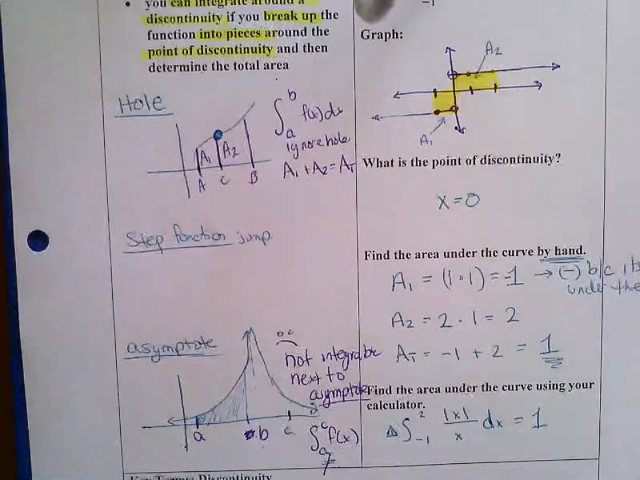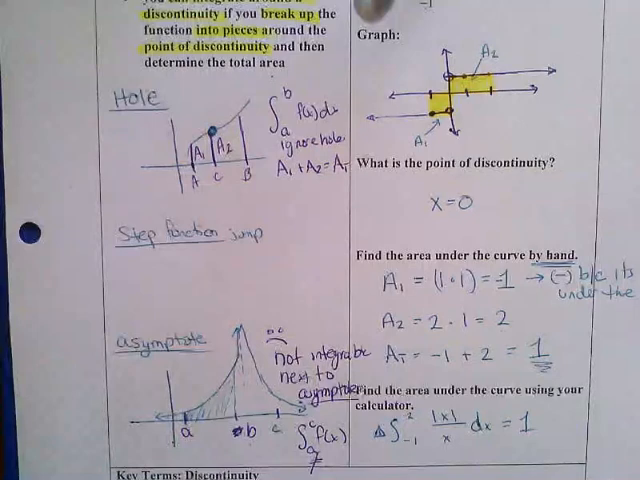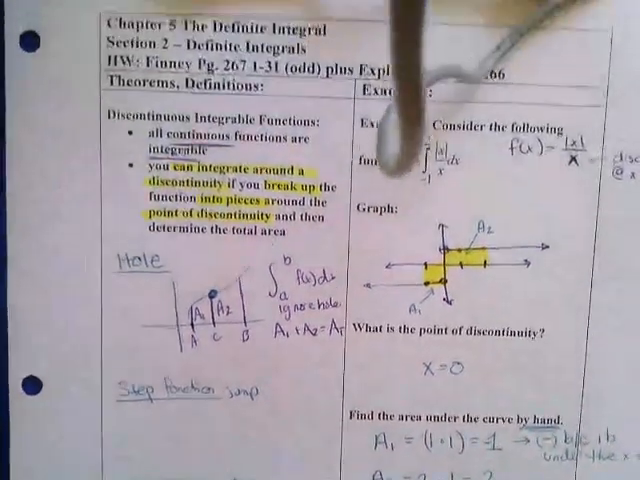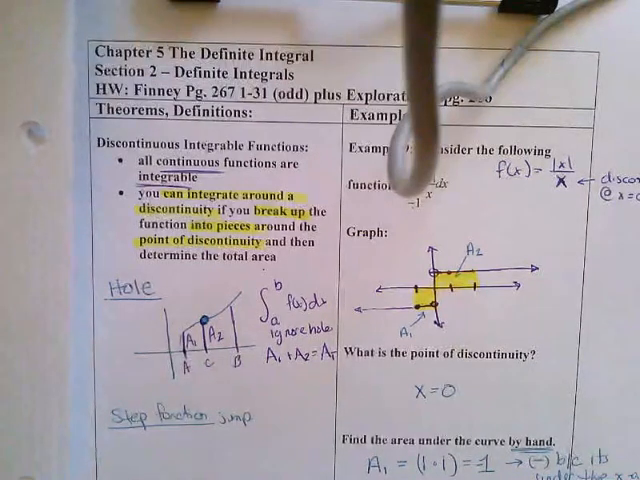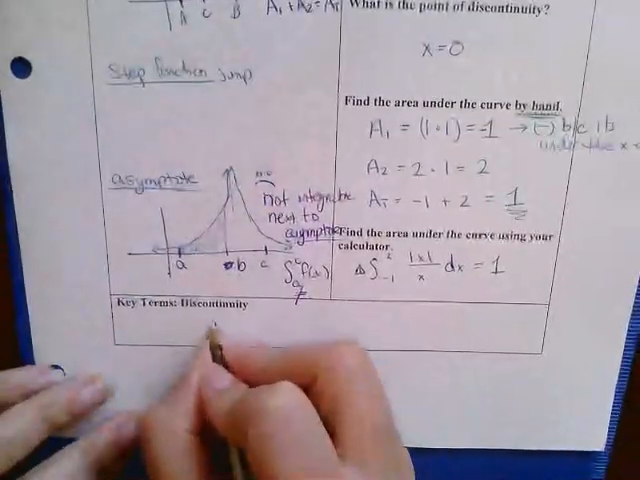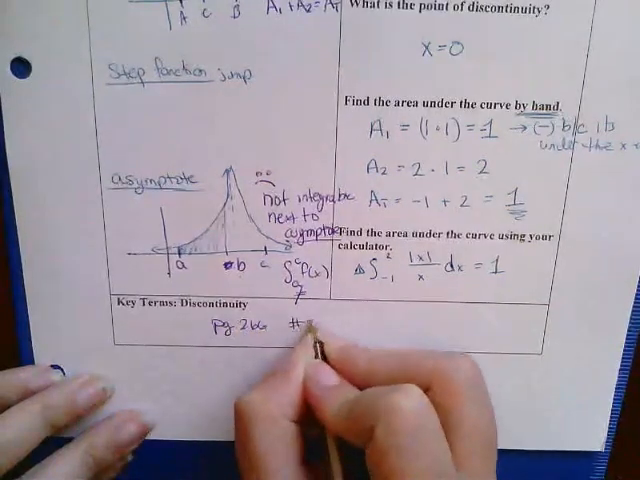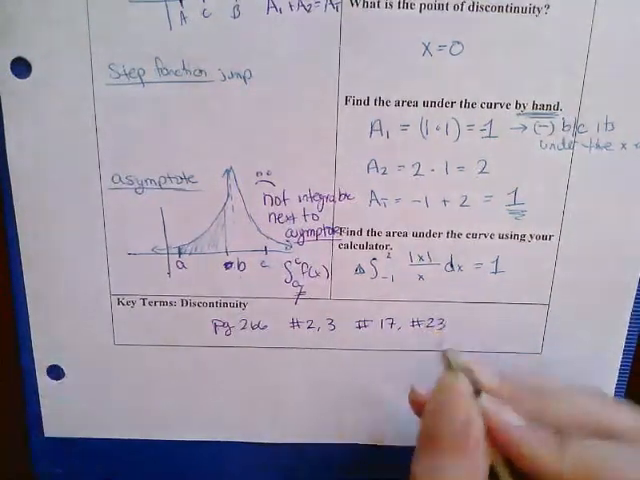All right, that basically takes care of the rest of section 2. We'll talk more about the section 2 homework, but if you guys did want to do some extra practice, I do recommend that you do, on page 266, number 2 and 3, and number 17 and number 23 as added practice.